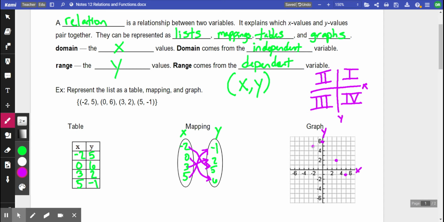All right, so the ordered pair negative 2, 5 is up in quadrant 2. The ordered pair 0, 6 is not in a quadrant. Instead, it's on the y-axis. The ordered pair 3, 2 is in quadrant 1, and the ordered pair 5, negative 1 is in quadrant 4.